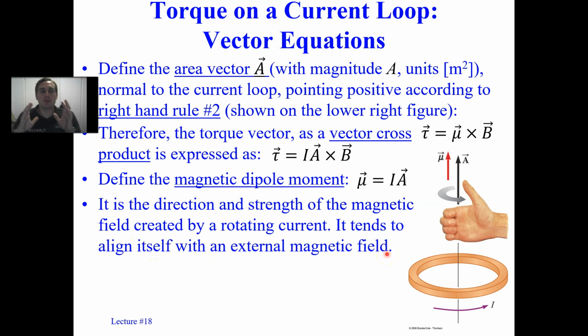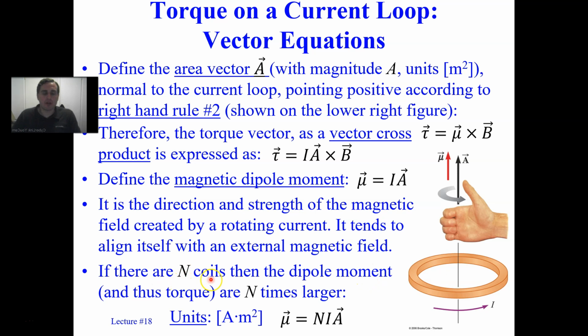Now, if you remember that loop from the previous slide, it was turning itself to align itself with that external magnetic field. And it turns out that the North Pole of this loop wanted to line up with the direction of the magnetic field lines and the direction pointing towards the North Pole of that external magnetic field. Now, if there are N coils instead of just a single loop, you just take the magnetic dipole moment and multiply by capital N. And N is like an integer, so it's just N times larger. And I mentioned the units are amperes times meters squared.